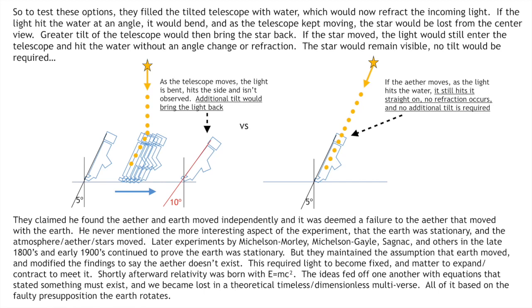So to test these options, they filled the tilted telescope with water, which would now refract the incoming light. If the light hit the water at an angle, it would bend, and as the telescope kept moving, the star would be lost from the center view. If the ether and the Earth moved independently, you would lose the object with greater tilt.